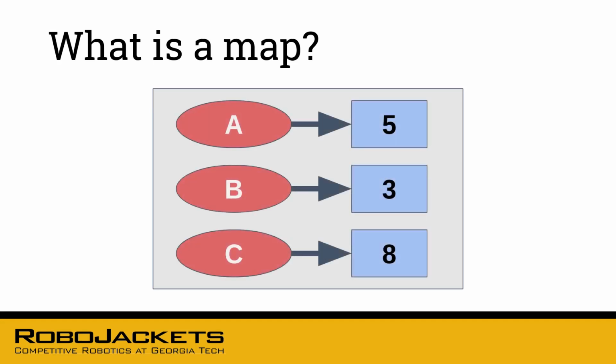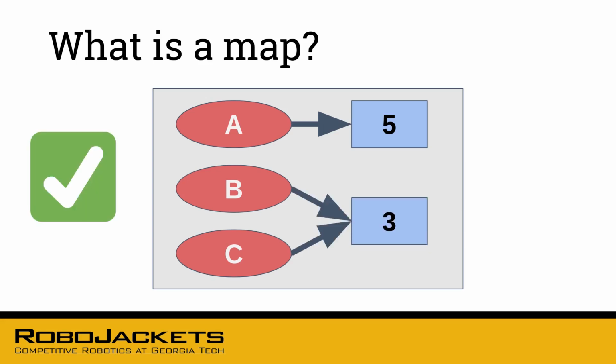You can think of it like this: each possible key represents a box, and there's one value in every box. In this case, A, B, and C are the keys, and the map contains 5 at A, 3 at B, and 8 at C. If you try to access a key that isn't in the map, like D, you'll get an error.